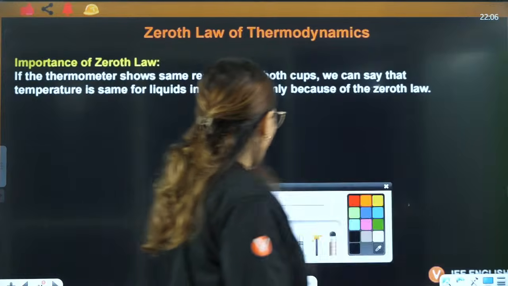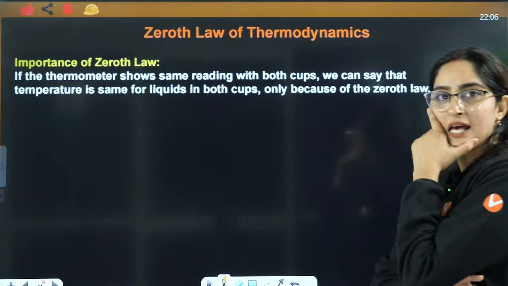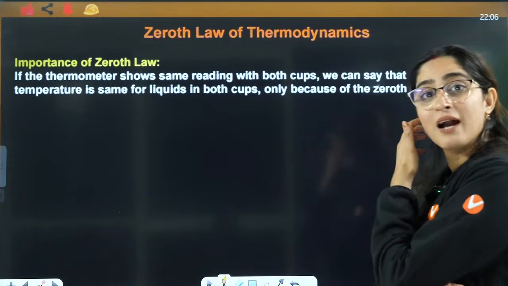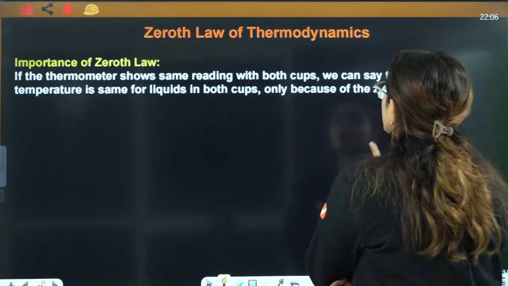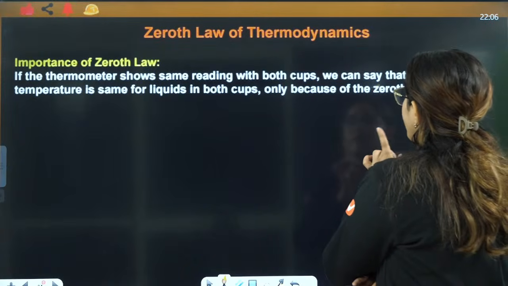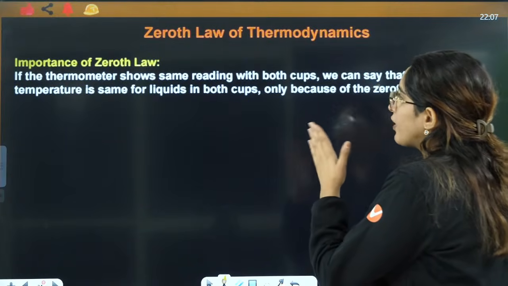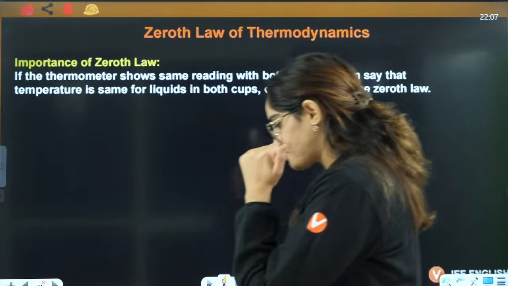Okay, importance of the zeroth law. If the thermometer shows the same reading with both cups, and this is the important application part, we can say that the temperature is the same for the liquids in both the cups only because of the zeroth law.